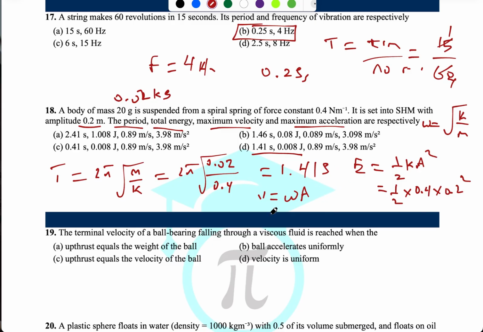And now finally, to get the maximum magnitude of the acceleration, that is a equals omega squared A. I believe you can do the rest on your own, but the correct option is going to be D.